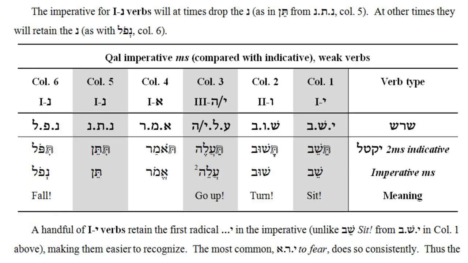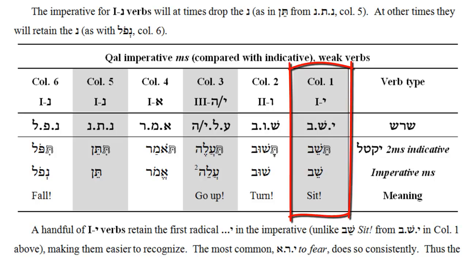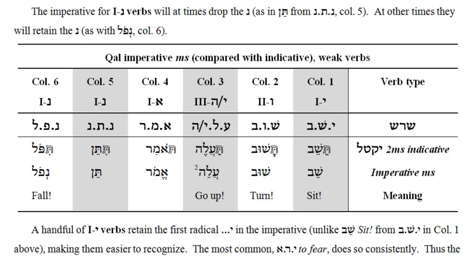Before leaving this table, let's look over the first 3 columns as well. The first column presents a first yod. It's behaving normally, what we might expect as far as dropping the prefix in order to produce the imperative. Thus, teshev, you will sit or dwell, becomes simply shev, sit or dwell. As is explained just below the table, there are a few first yod verbs which retain the first radical yod. That is to say, there are some which do not behave like yashav, losing that prefix, losing the first yod along with it. There are some that retain it.